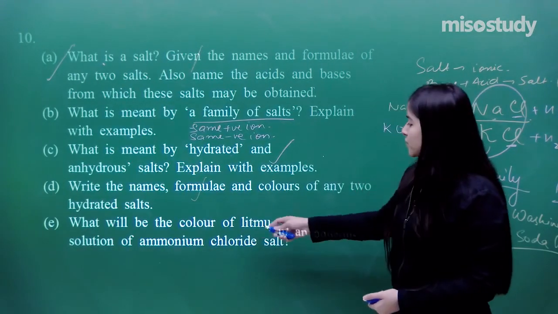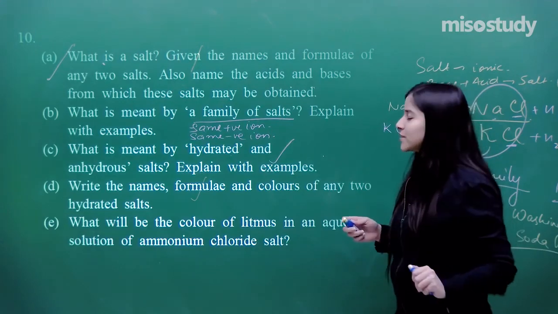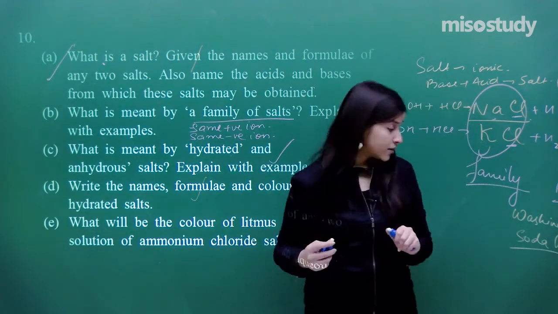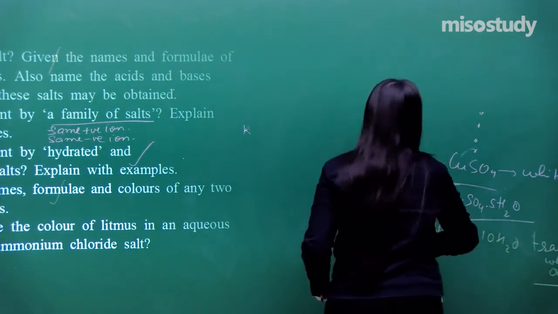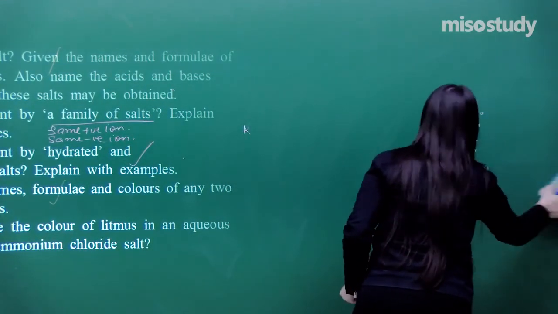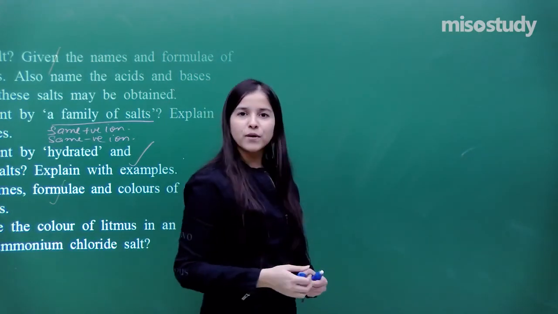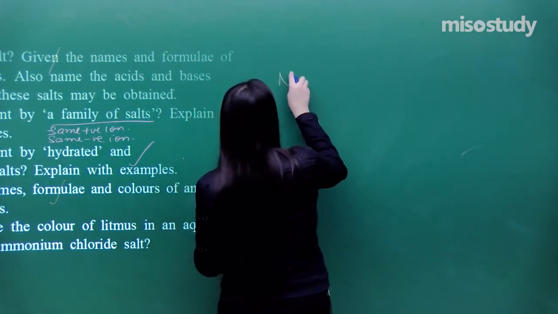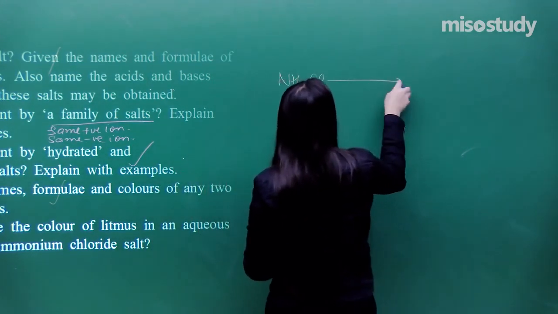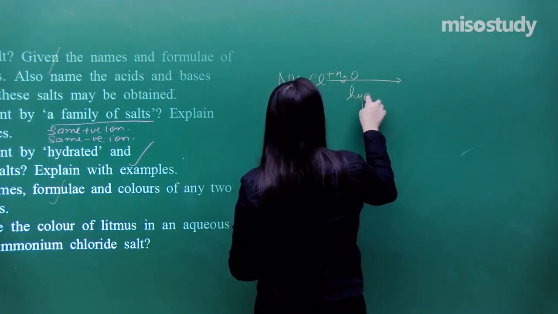Last one. What will be the color of the litmus in the aqueous solution of ammonium chloride salt? Going to be very important, okay? So just listen up carefully here. Ammonium chloride, they are actually putting it in water. So what is this reaction known as? Salt hydrolysis. Remember? I'm putting it in water. So basically this is hydrolysis.